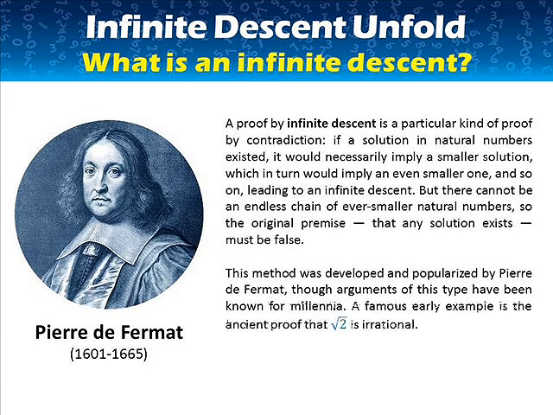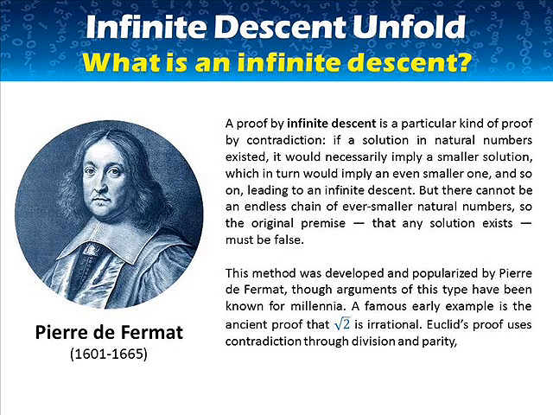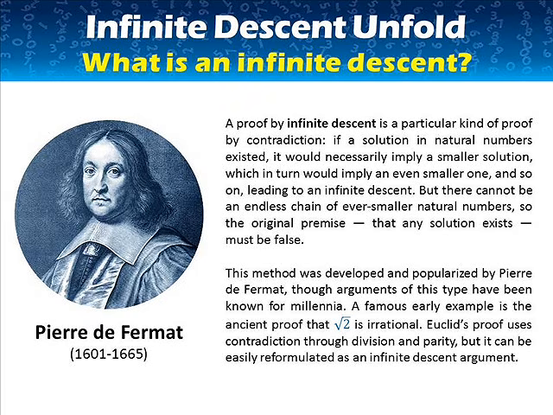known for millennia. A famous early example is the ancient proof that the square root of 2 is irrational. Euclid's proof uses contradiction through division and parity, but it can be easily reformulated as an infinite descent argument.